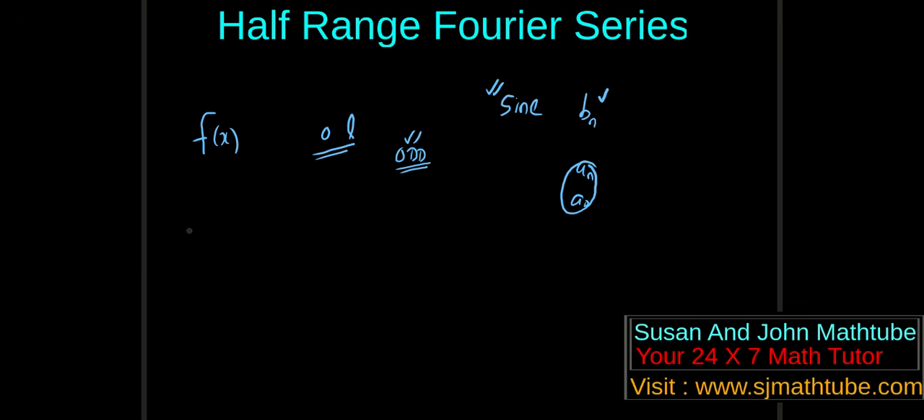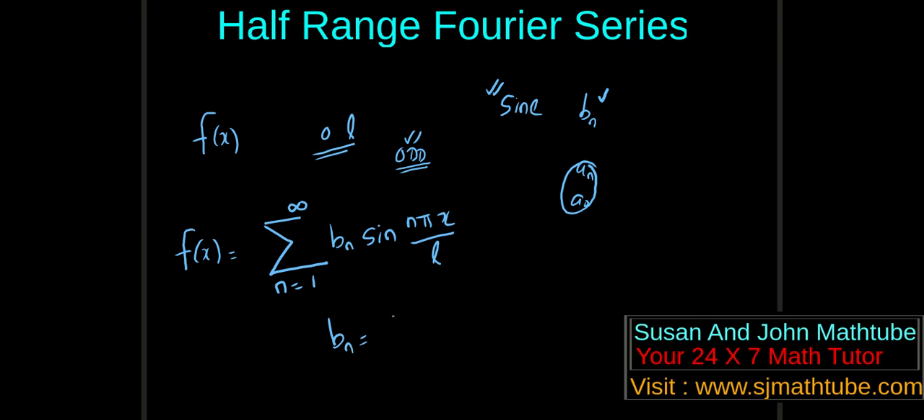And finally what happens is our function will be equal to, A0 will be 0, An will be 0, so the summation will be n equal to 1 to infinity Bn sine n pi x by L. You can note the formula where Bn is given by 2 by L integral 0 to L f of x into sine n pi x by L.